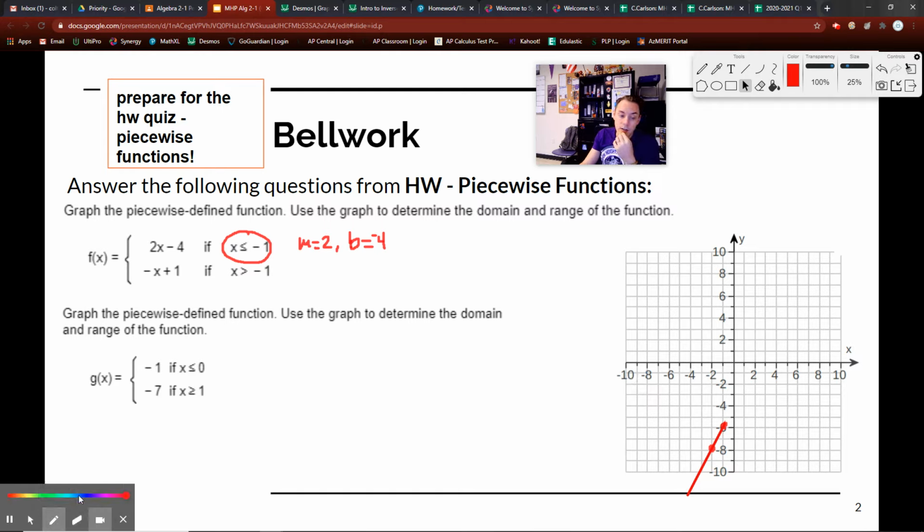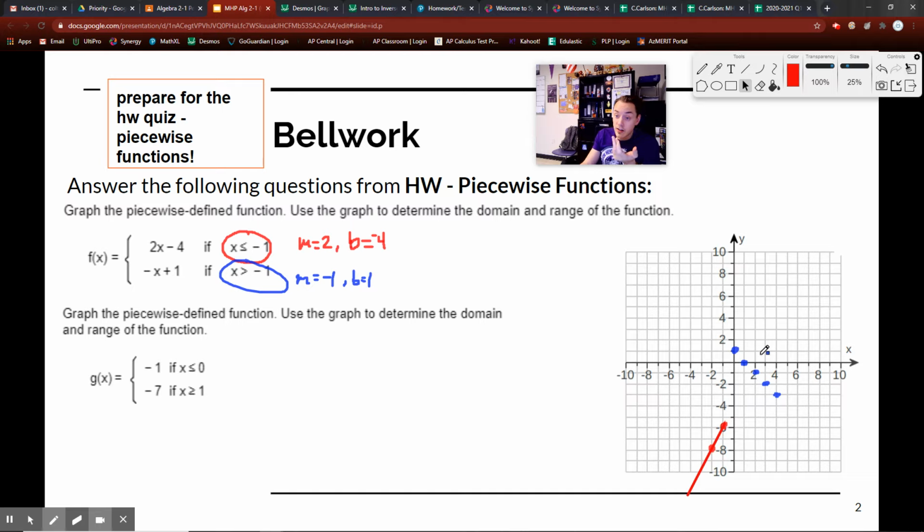Now let's do the other one in blue. So this one is greater than negative 1, but my slope is negative 1. My b value is 1, so right here. And I'm going to go down 1 all over 1, down 1 all over 1, down 1 all over 1, down 1 all over 1. It's a negative slope. And let's do a couple more.